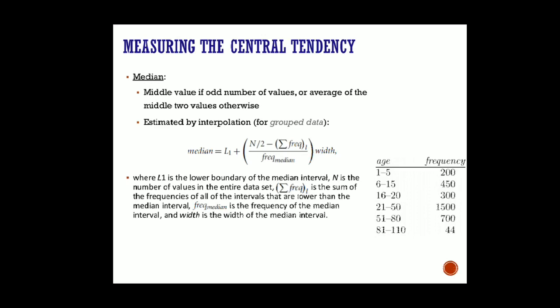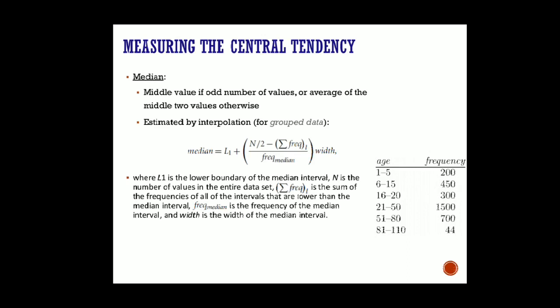So if my median falls, let us say, within 21 to 50, the corresponding frequency will be 1500, and the width of the median interval is from 21 to 50, whatever that width is, we will consider that. In this fashion we can calculate the median, and it is definitely a better approach than calculating the mean of the total data set. It is better to use this median.